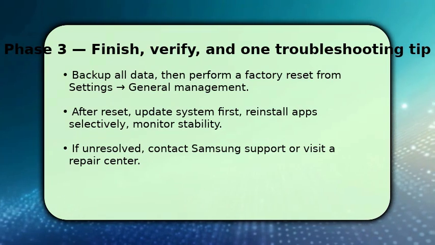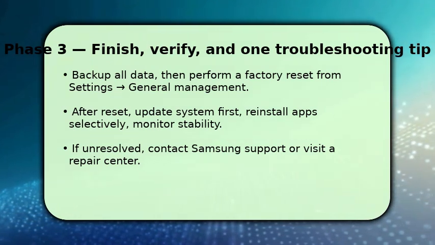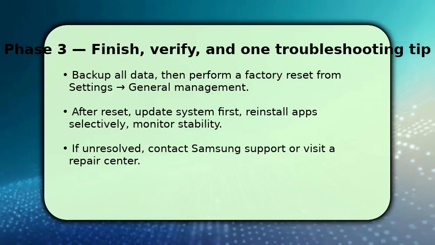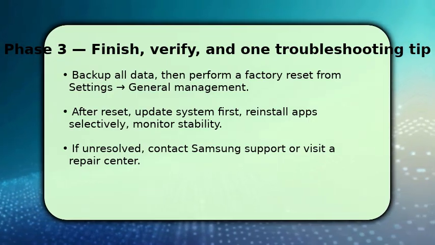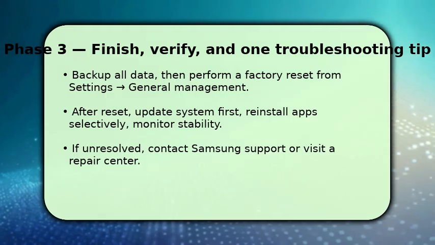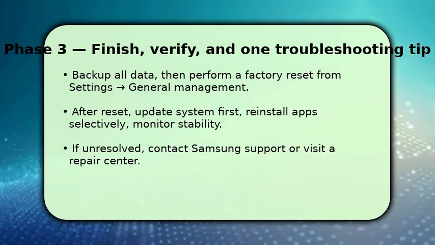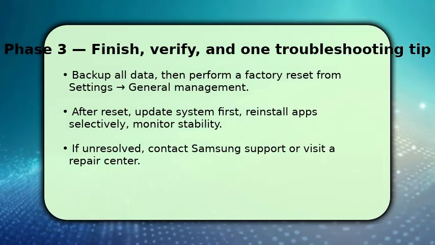If problems persist, back up everything and perform a factory reset from General Management. This removes persistent corruption. After the reset, immediately install system updates before restoring apps. This prevents reintroducing the fault. Reinstall apps selectively and verify Settings stability after each restore.